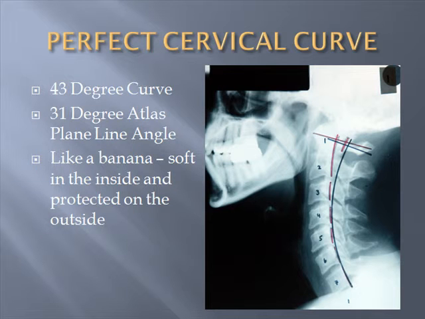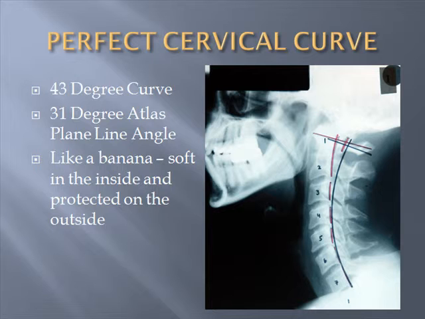Address the perfect cervical curve. As you can see, we're looking at the cervical spine, the neck, as viewed from the side, what we call the lateral view. And the black curve line represents what the normal curve is and to be expected. And the curve is a 43-degree curve with a 31-degree atlas plane line angle.